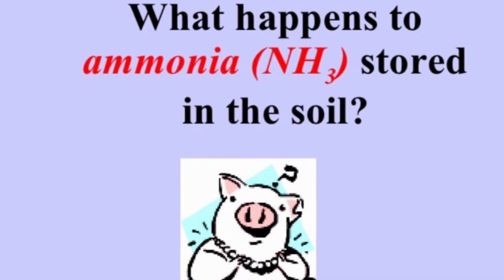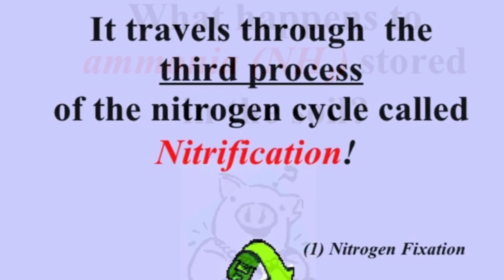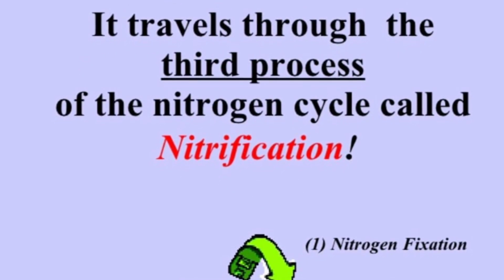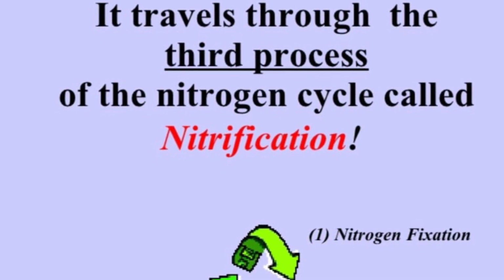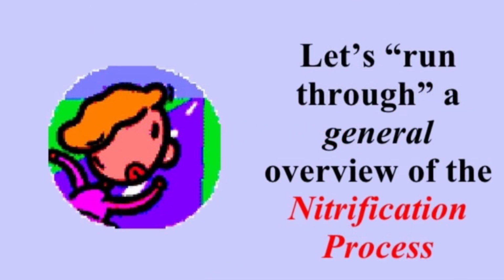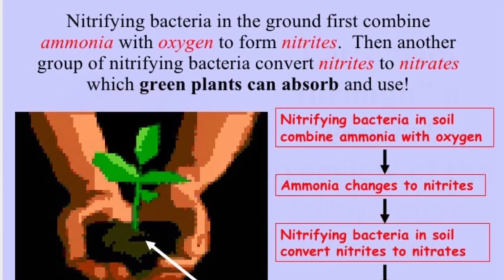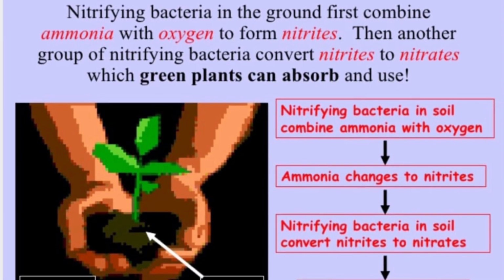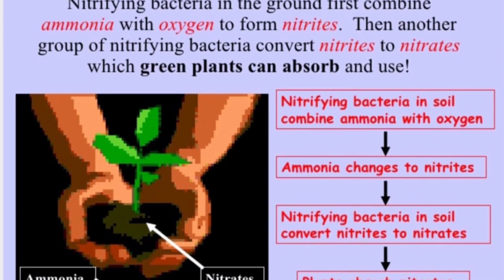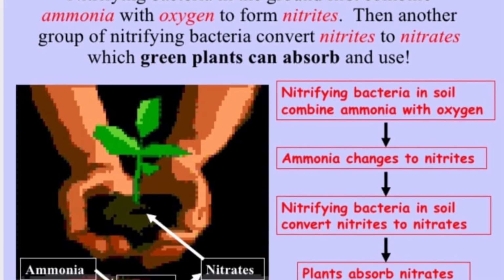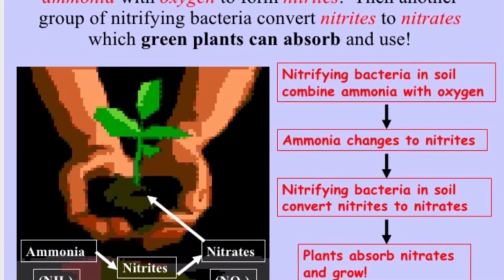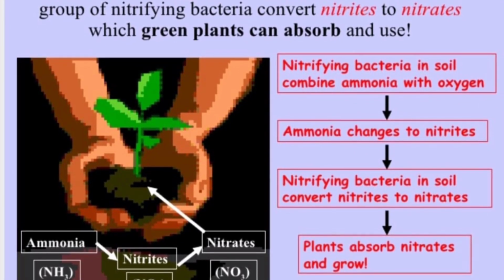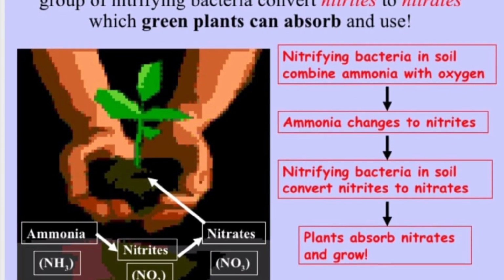What happens to ammonia stored in the soil? It travels through the third process of the nitrogen cycle called nitrification. Let's run through a general overview of the nitrification process. Nitrifying bacteria in the ground first combine ammonia with oxygen to form nitrites. Then another group of nitrifying bacteria convert nitrites to nitrates, which green plants can absorb and use.